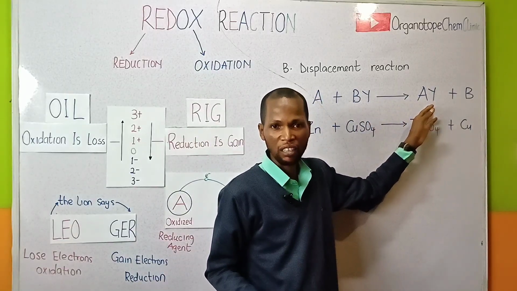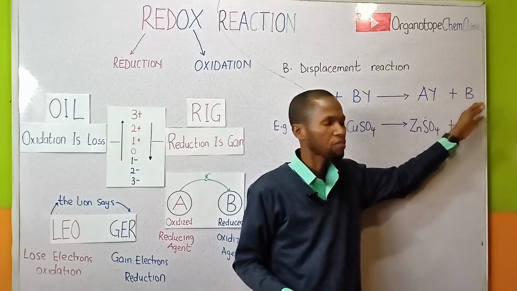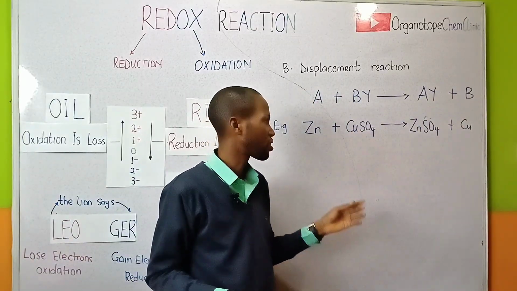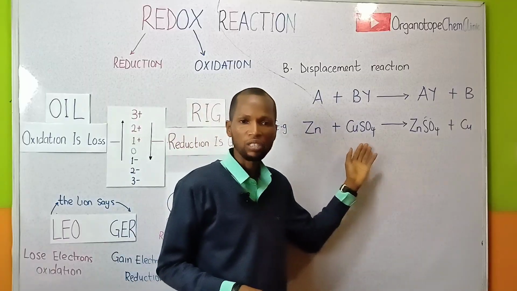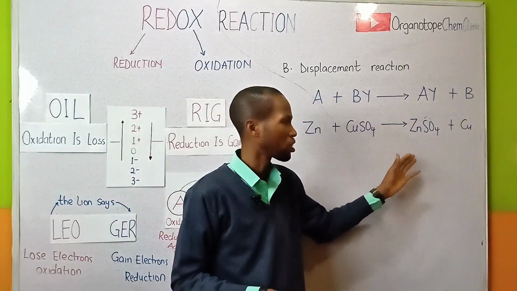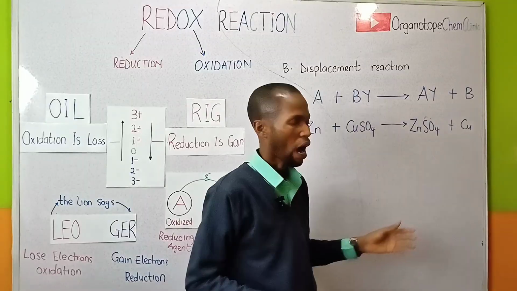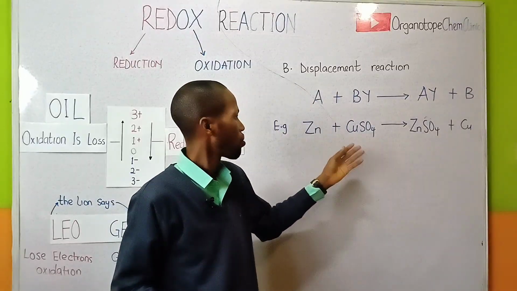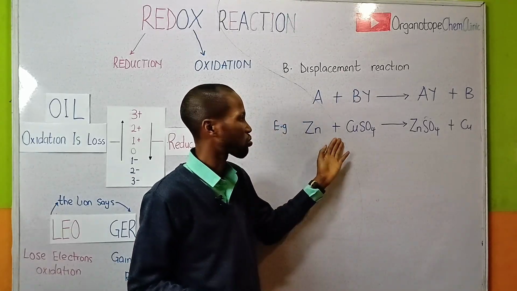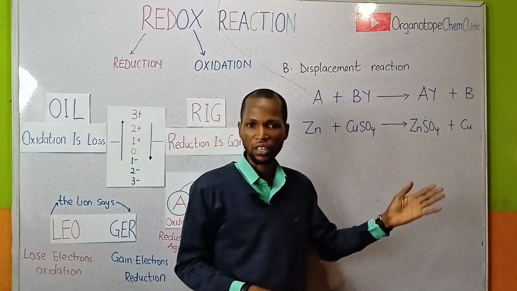AY as a new compound, while we have the displacement of atom B. A very good example is the reaction of zinc with copper(II) sulfate, thereby resulting in the formation of zinc sulfate, and we have the displacement of copper from the copper sulfate. So can we identify if this reaction is redox or not?